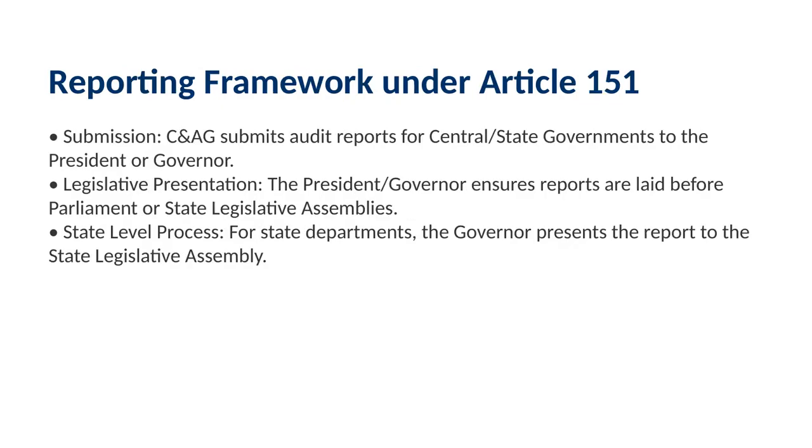Now, let's look at the procedural aspect under Article 151. When the Comptroller and Auditor General, or C&AG, prepares audit reports for the central or state government, these reports are submitted to the President or the Governor of the state. The President or Governor then ensures these reports are laid before Parliament or the state legislative assemblies. So, if you are dealing with a case involving a state department, the report would be submitted to the governor to be presented before the state legislative assembly.